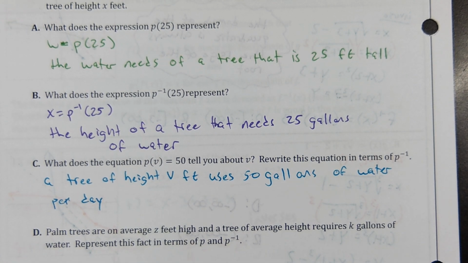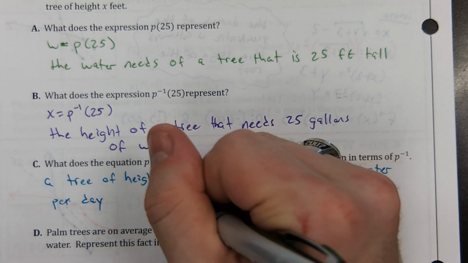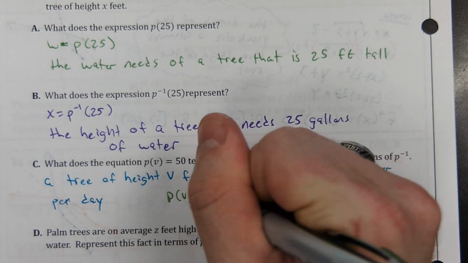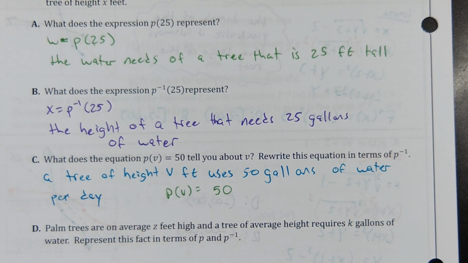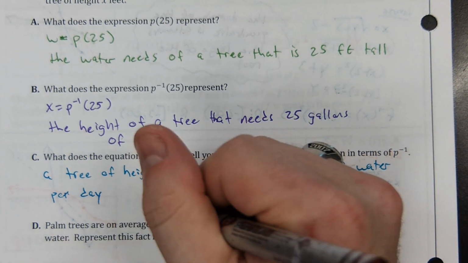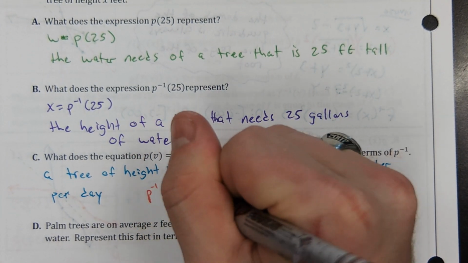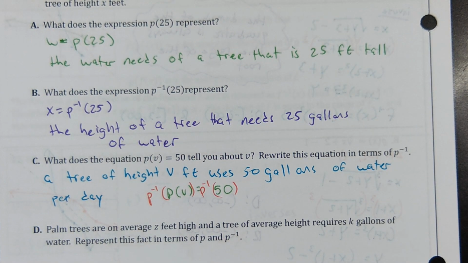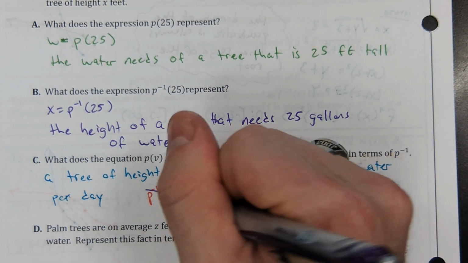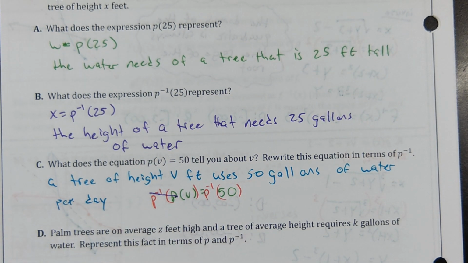We start with our equation. P of V equals 50. Leave a little bit of space. P inverse can be thought of as being an operation that cancels P. So you can do P inverse of both sides of this equation like this. On the left side, P and P inverse will cancel each other out and will leave behind just a V, like Gavin said.